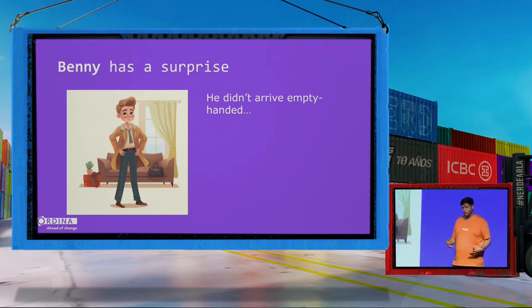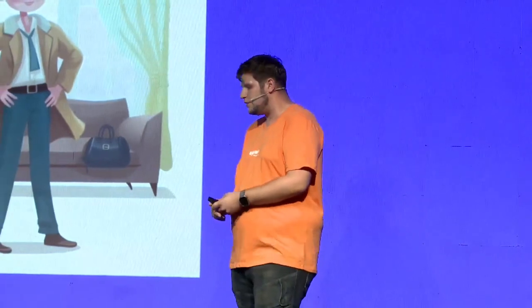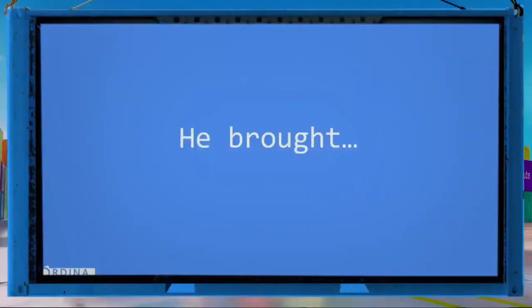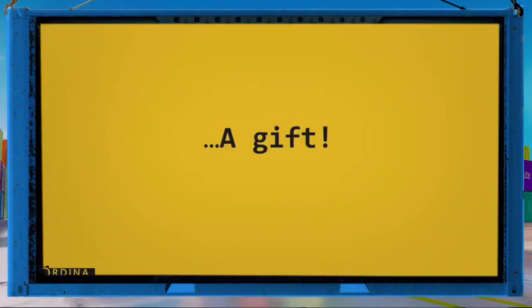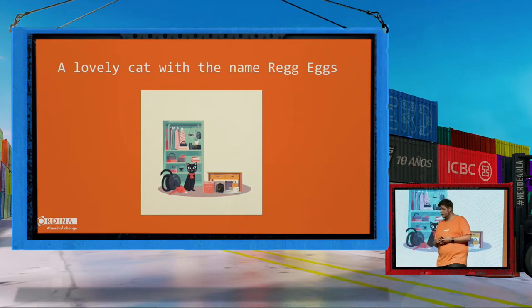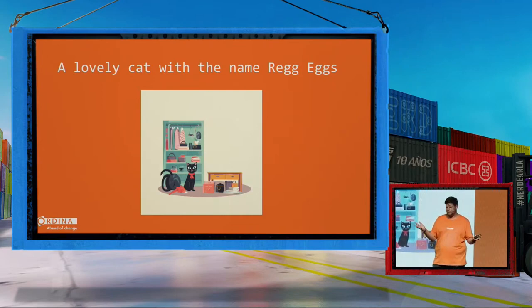They have the evening where they're going to shoot the television series, shoot that episode of the dating show. Everyone is arriving, but Benny brought a surprise. And he didn't arrive empty-handed, but yeah, he brought something. He brought a gift, and that was unexpected. He brought a gift, and it was a lovely cat with the name Regex.